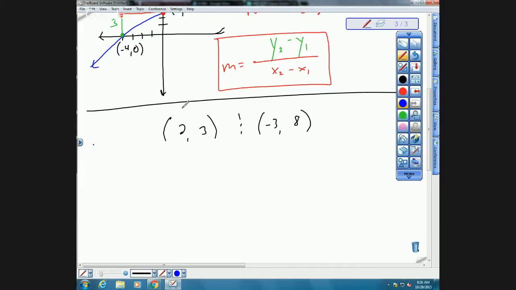Here, the easiest way to do it is just label it. I have an x and then a y. Another one, I have an x and then a y. So then this is my first x and y. This is my second x and second y. So now I can just plug it in.